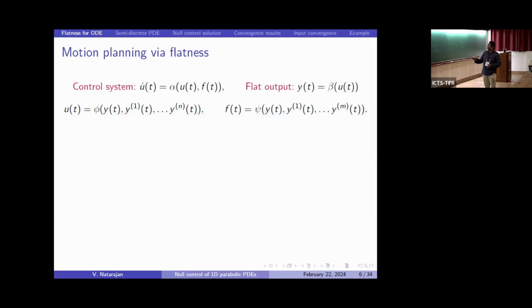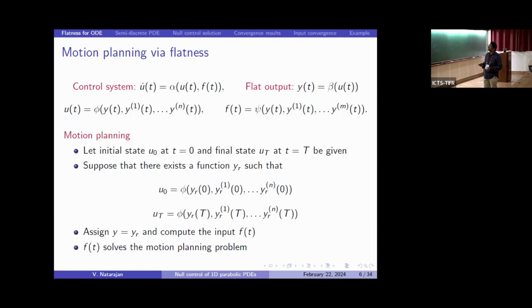So you have the control system, u dot is alpha of u comma f, y is beta of u. It's flat, so u and f can be expressed as linear combinations of y and their derivatives. Okay, so this is how you do a motion planning problem. You have a given initial state, and you have a final state uT which you want to reach, from time 0 to time capital T. That's the motion planning problem you are addressing.